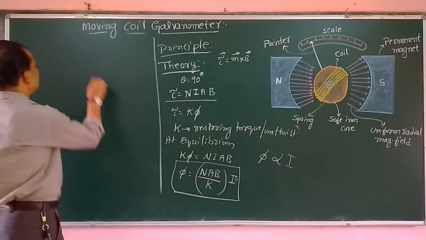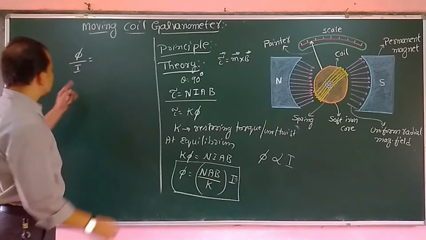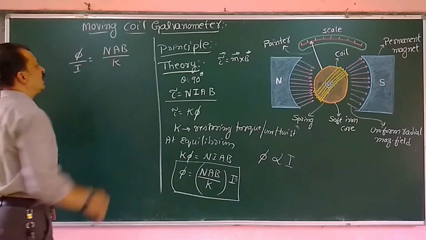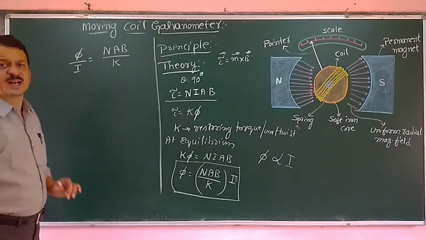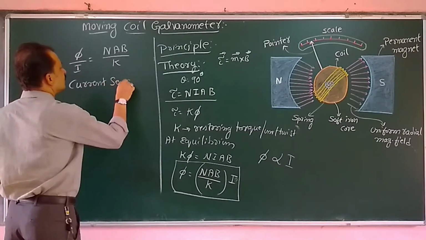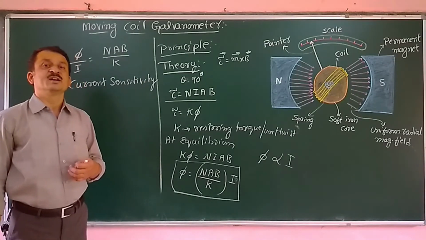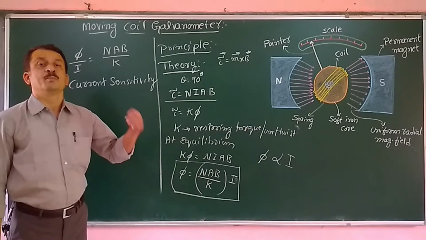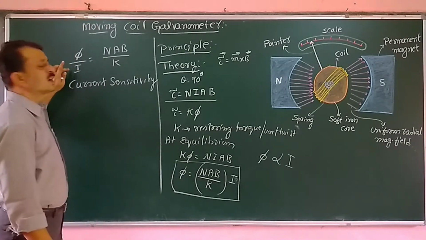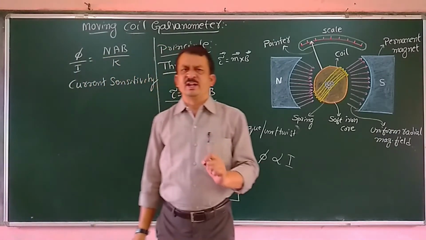Now from this expression, I will take phi by I. Then what is phi by I? I will get N A B divided by K. Now this quantity we call current sensitivity. Then what is current sensitivity? Deflection per unit current. Number of deflections per unit current is called current sensitivity of the galvanometer.